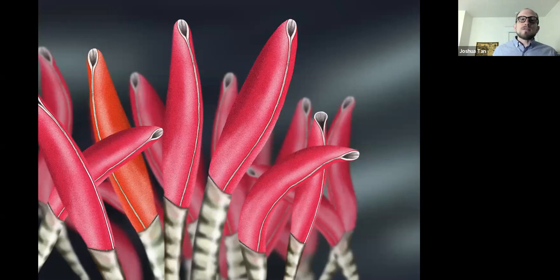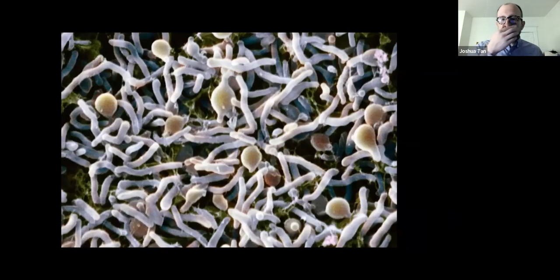Here's a close-up of some of those red objects you saw in the previous image. These are some of the tube worms that you see at the bottom of the ocean that survive off of eating some of these extremophiles that we will look at. And the extremophiles are often single-celled organisms.